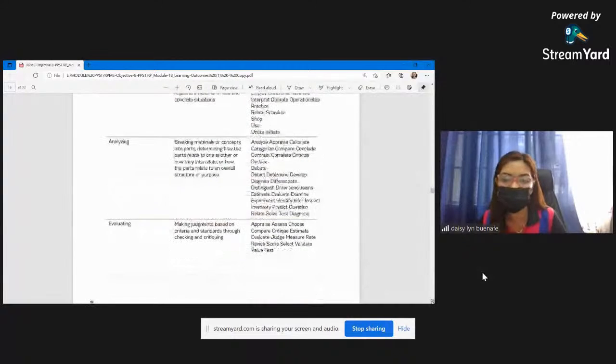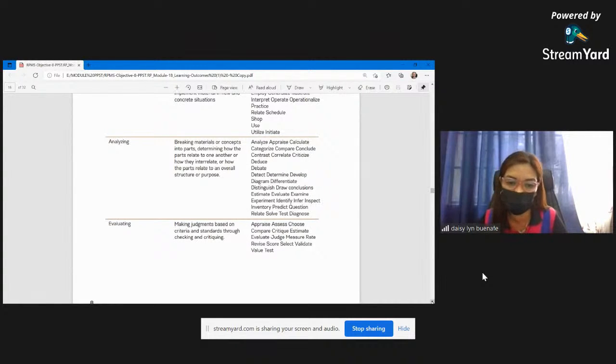Then, analyzing, or breaking materials or concepts into parts, determining how the parts relate to one another or how they interrelate, or how the parts relate to an overall structure or purpose. Those are the active verbs there. There are so many of them.